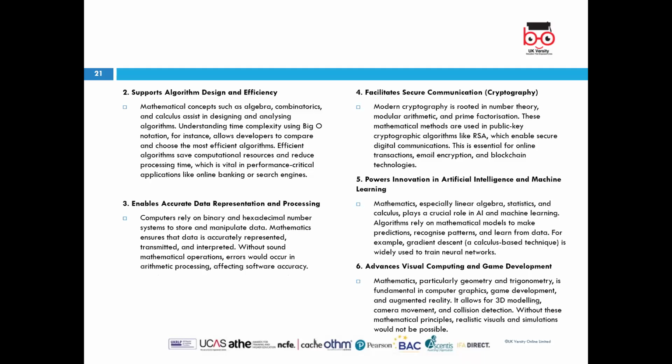Here are some other points of the benefits. So it supports algorithm and design efficiency. Concepts such as algebra, combinatorics, and calculus assist in designing and analyzing algorithms using time complexity. Understanding time complexity using big O notation, for instance, allows developers to compare and choose the most efficient algorithms. Efficient algorithms save computational resources and reduce processing time, which is vital in performance-critical applications like online banking or search engines.